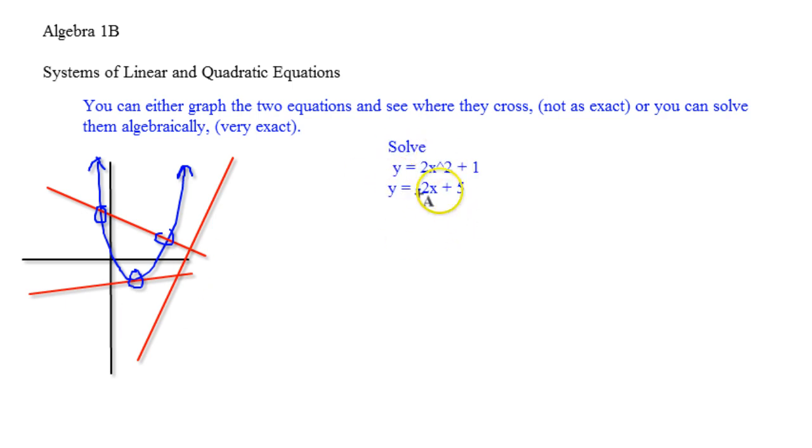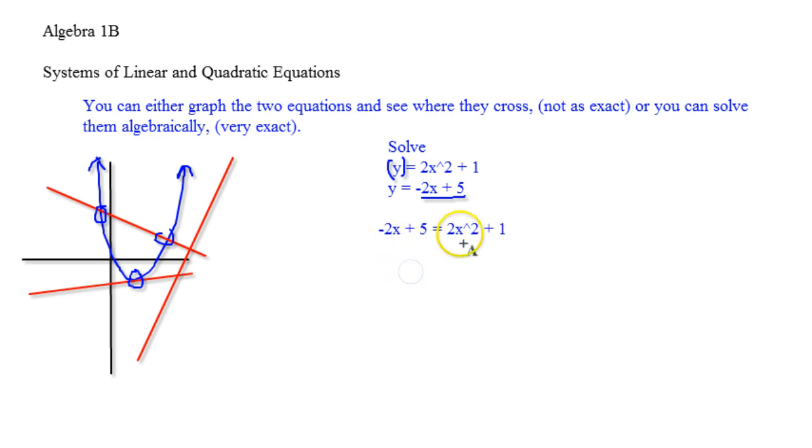Now this one, some people would like to use elimination right here. I don't recommend it because that's a 2x squared and that's a negative 2x. The 5s kind of get there. You could do elimination if you wanted to get rid of the y's, or you could do substitution. It's totally up to you. I'm going to do substitution, and I'm just going to say all of this y right here is equal to this, so I'm going to replace it. So what I get is negative 2x plus 5 equals 2x squared plus 1.